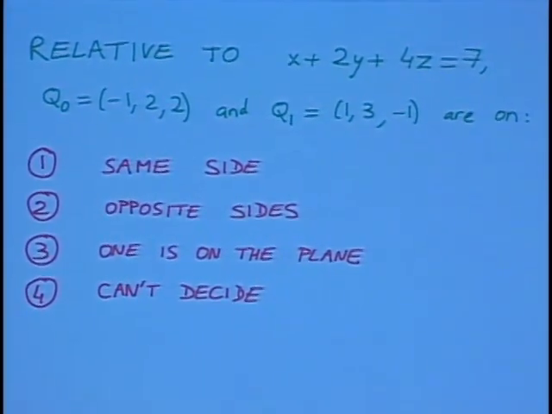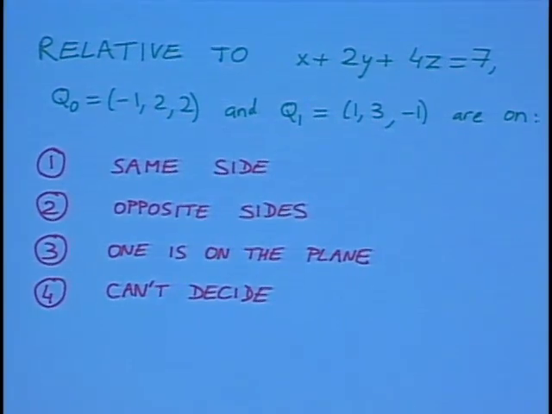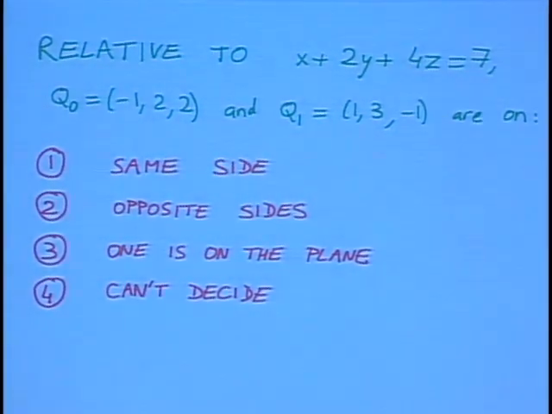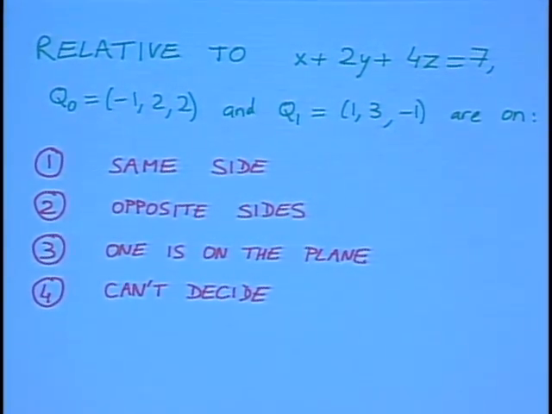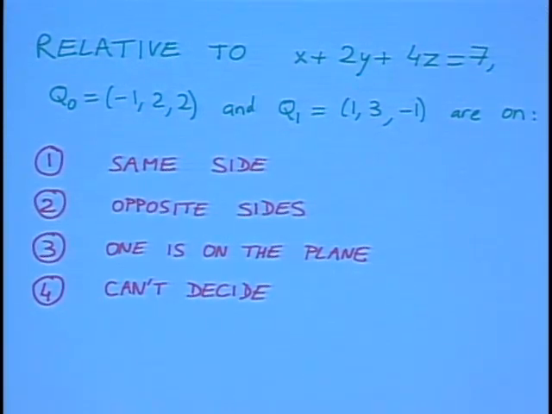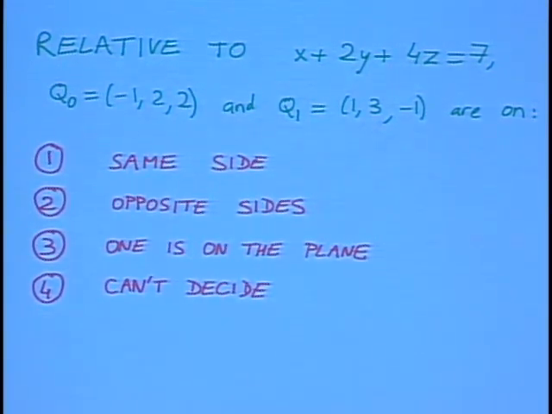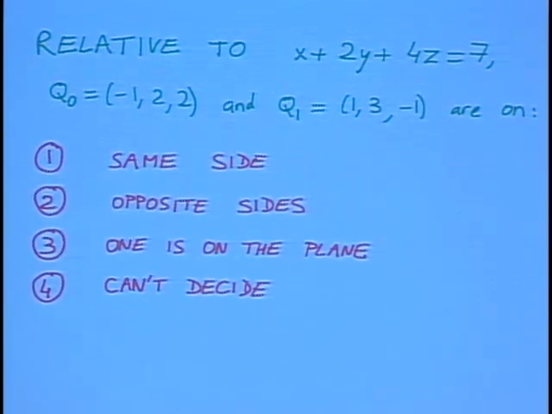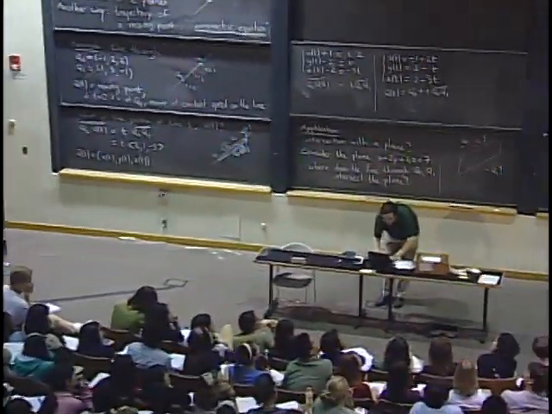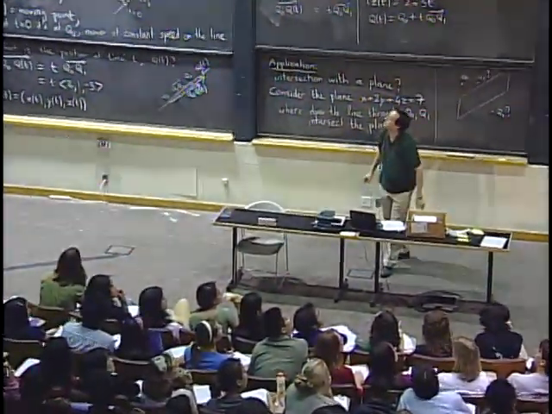So is that readable, or is it too small? Okay, so anyway, the question says, relative to the plane x plus 2y plus 4z equals 7, these points q0 and q1, are they on the same side, on opposite sides? Is one of them on the plane? We can't decide. Okay, should be better.